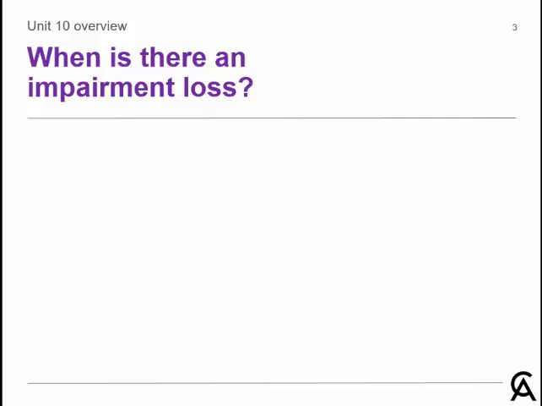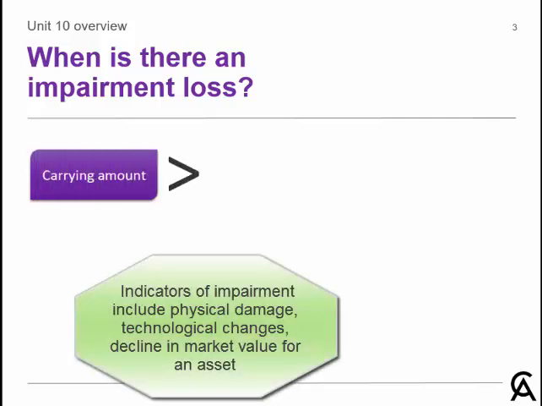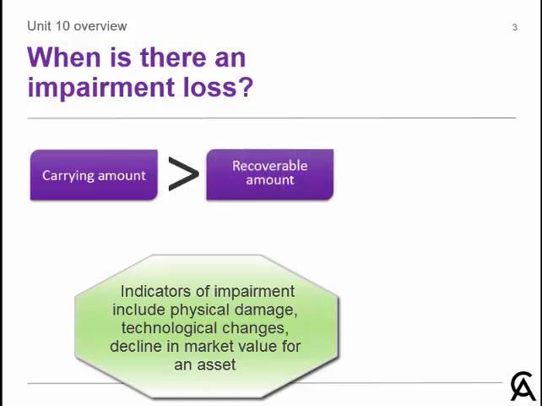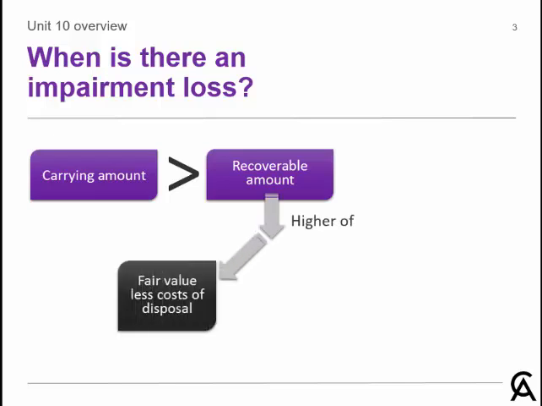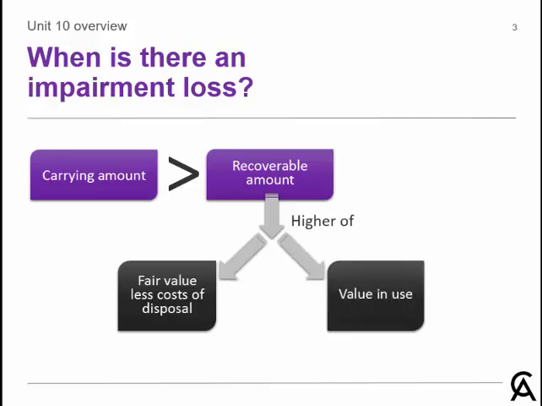So we're looking for indicators of impairment. And that occurs when the carrying amount of the asset is greater than its recoverable amount. So that's when we have an impairment loss. The recoverable amount is calculated as being the higher of the asset's fair value less costs of disposal. So there's a link back here to Unit 6 on fair value measurement. And the asset's value in use, and that might be determined using a net present value calculation.